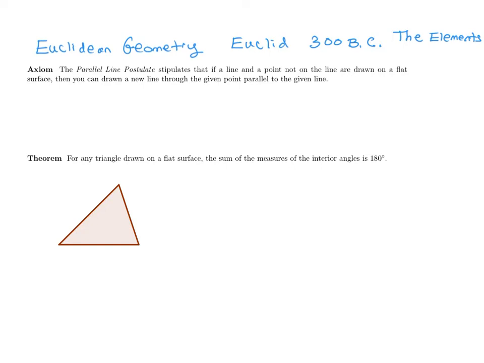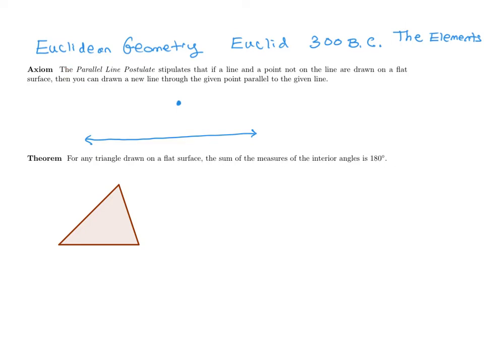So here we go. The parallel line postulate stipulates that if a line and a point not on that line are drawn on a flat surface, then you can draw a new line through the given point that is parallel to this first given line. Now that is quite wordy, but here's what it's saying. You come along and you draw a line and then a point that is not on that line. So that's this part and this part.